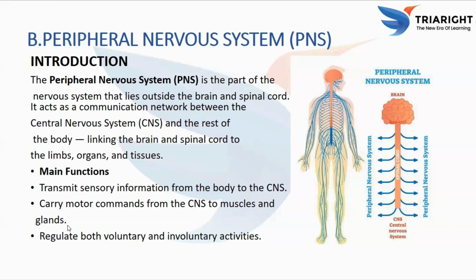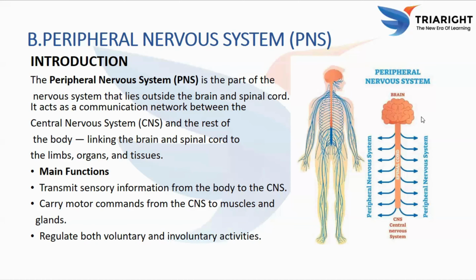So when you touch a hot object, for example, what do the sensory nerves do? They send a pain message to the spinal cord and brain. After taking the message from the spinal cord and brain, the CNS processes it and sends back a motor command via the peripheral nervous system so that you pull your hand away quickly.